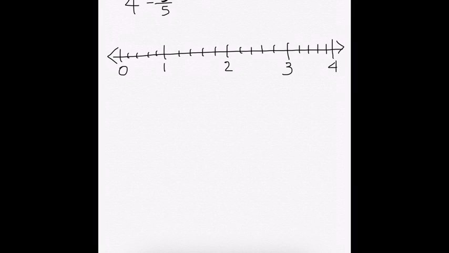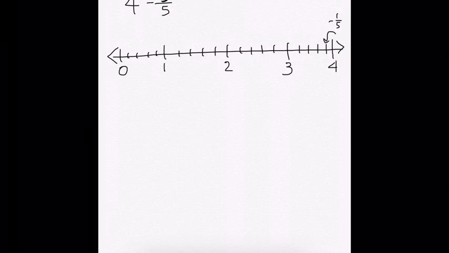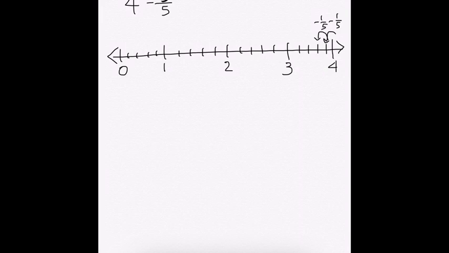I'm going to take away 3/5 so I can start at the 4, and I can hop back and say minus 1/5. I could hop back again with an arrow and say minus 1/5. And I can hop back one more time and say minus 1/5.